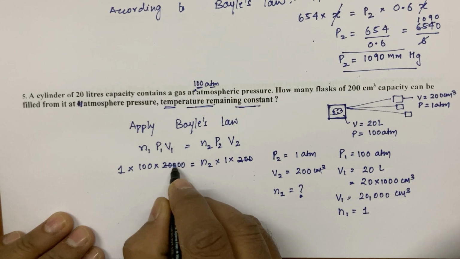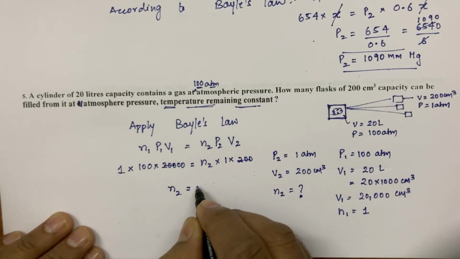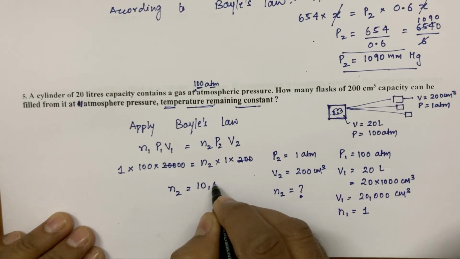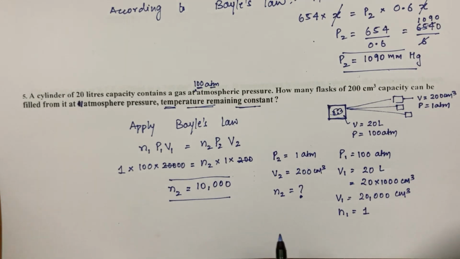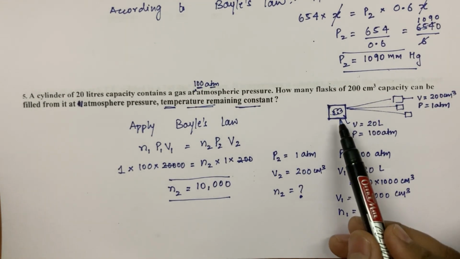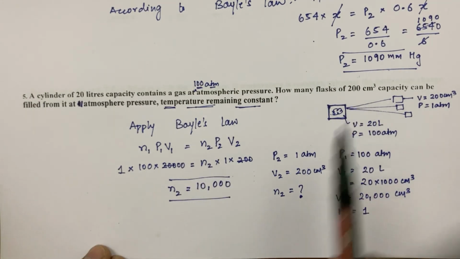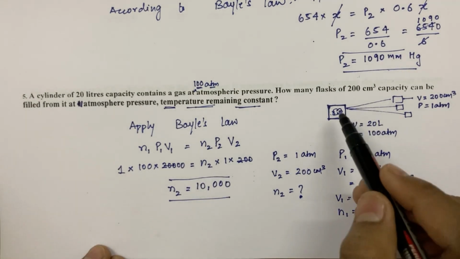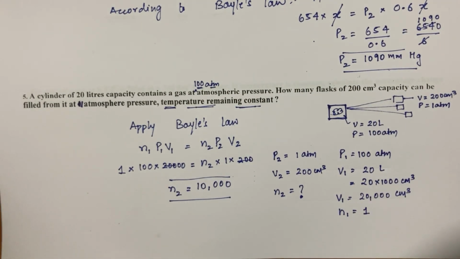So this 200 part I will cancel. So N2 will come out to be equal to 10,000. So 10,000 flasks will be filled of pressure 1 atm and volume 200 centimeter cube from a bigger flask of volume 20 liter and pressure 100 atm, right?